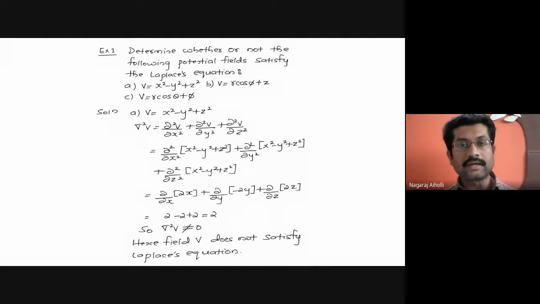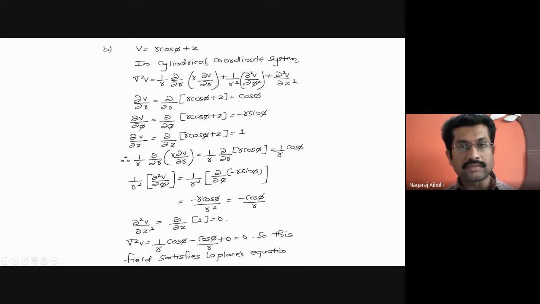Next, part B. What is the equation that they have given? V is equal to r cos phi plus z. This is the equation we have to consider now for part B. Let us find del square V in the cylindrical coordinate system, because it is r, phi and z.